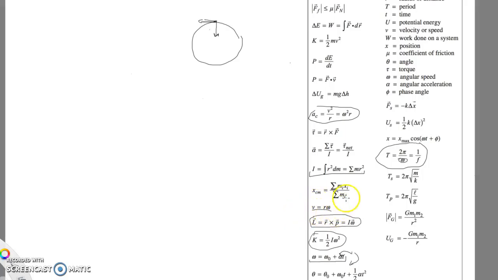Now there's only this version of it, but we also know that we can do this, that s, or distance, equals r theta, as well as that a is equal to r times alpha. Okay, and so these are all different variants of each other.